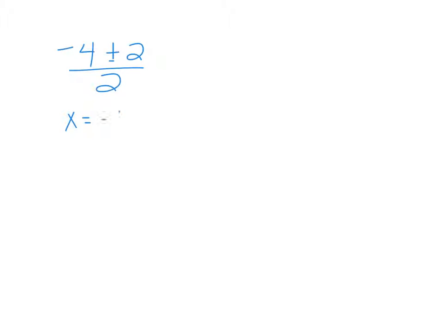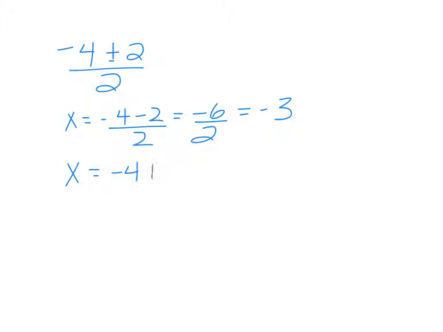So our first one will be negative 4 minus 2 over 2, and that will be negative 6 over 2, which will give us a negative 3. The second one will be negative 4 plus 2 over 2, which will give us a negative 2 over 2, which gives us negative 1.